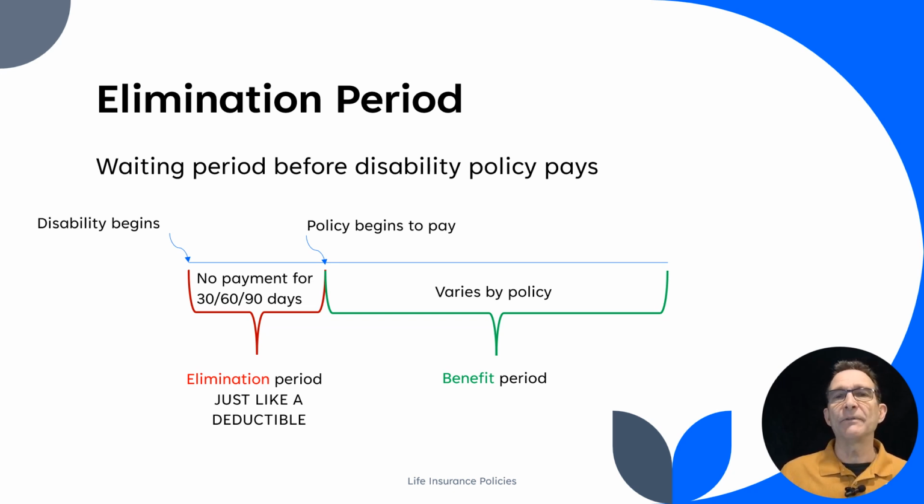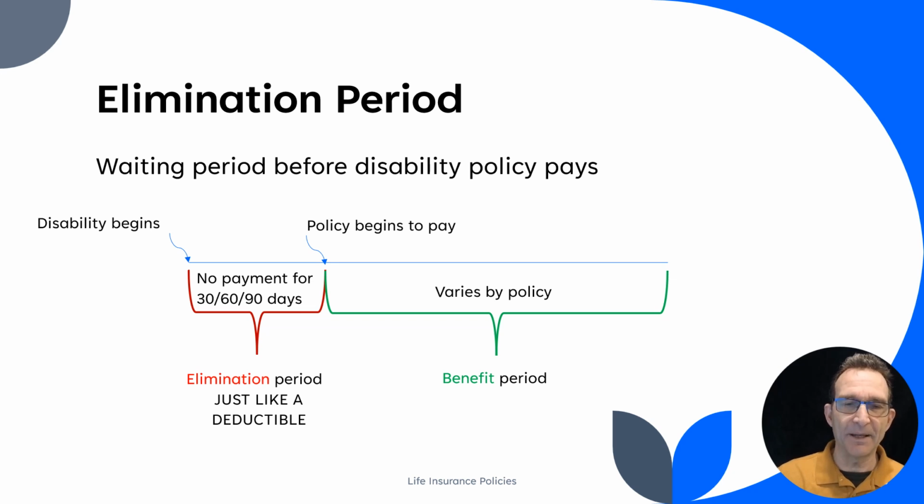Then, when that period of time is up, you see in the chart, the policy begins to pay as soon as the elimination period is over. And then you move into what's called the benefit period. And that also could vary by policy. How long is the benefit period that you receive those disability benefits for? So, again, think of the elimination period. You're eliminated from being paid until that period of time is over. So, that's the elimination period.